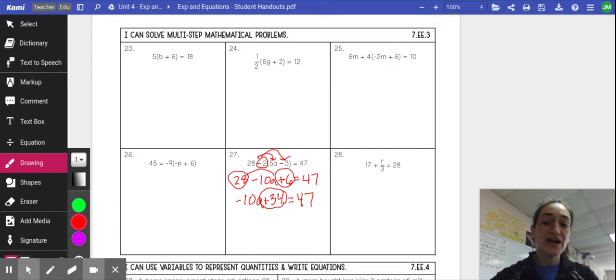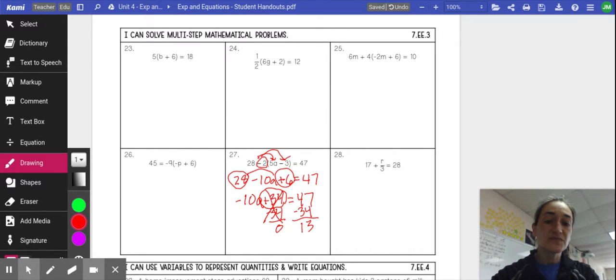The fact that this is a positive 34 means that I will need to subtract to make it turn into 0. Okay, I need to do that on both sides of the equation. So I have 47 minus 34, which leaves me 13. Again, rewriting this, I have negative 10a, and on the other side of the equation, I have 13.